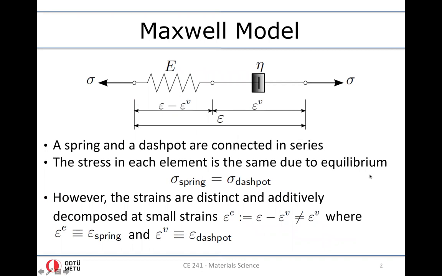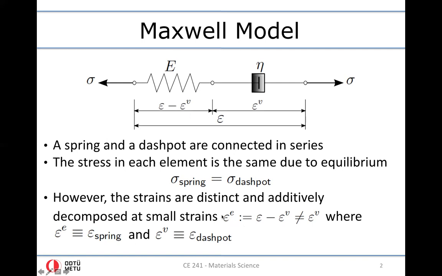So let's consider the Maxwell model. As we had said, the Maxwell model is constructed by connecting a spring and a dashpot in series. Therefore, due to this serial setting, the stress in the spring is equal to the stress in the dashpot. Therefore, the stress in the spring and the dashpot are equal to the total stress acting on this model. Moreover, the strains in the spring and the dashpot are different and additively decomposed at small deformations.